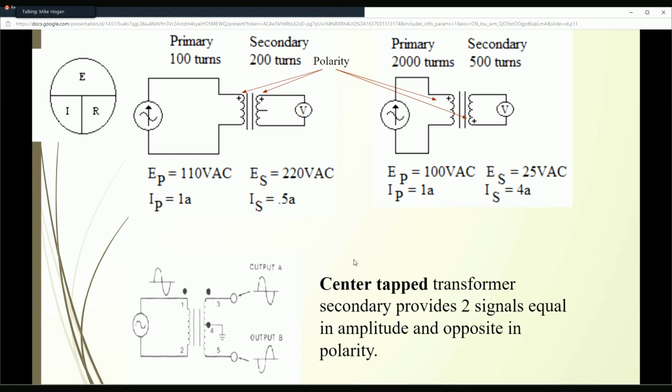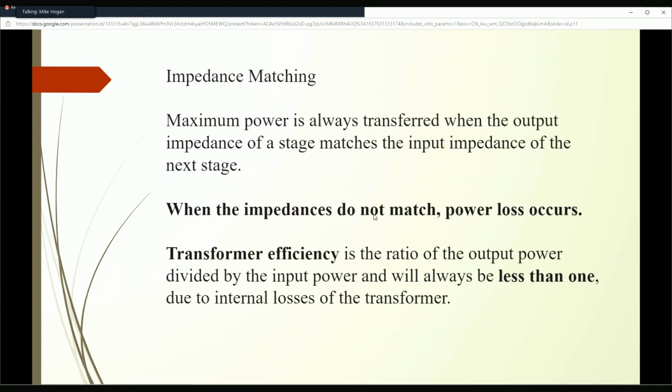We'll see more about center tap. The big thing right now is that step up transformer, step down transformer, and know that voltage is going to follow that step up or step down. We won't have to worry a whole lot about impedance matching, but when we talked about impedance before, remember impedance was really that notion of the ohmic value. And when we're looking to maximize power, we want to match impedance, match the ohmic value from stage to stage.